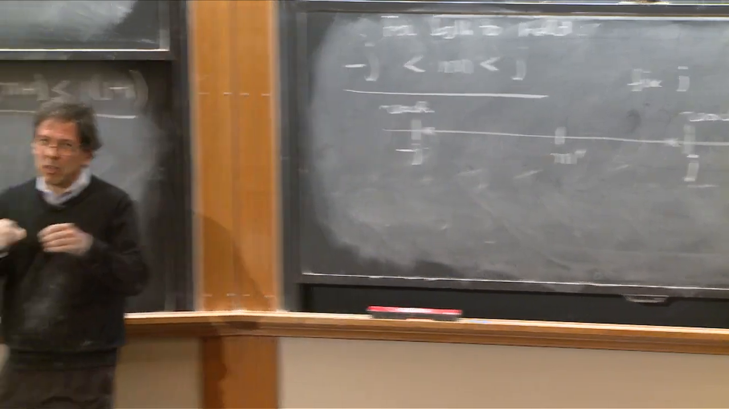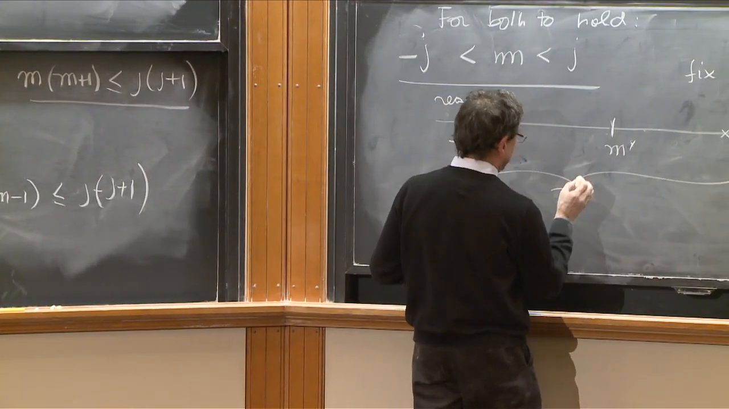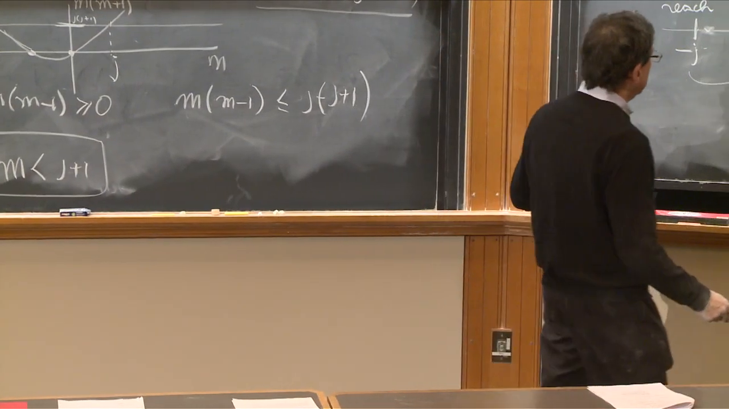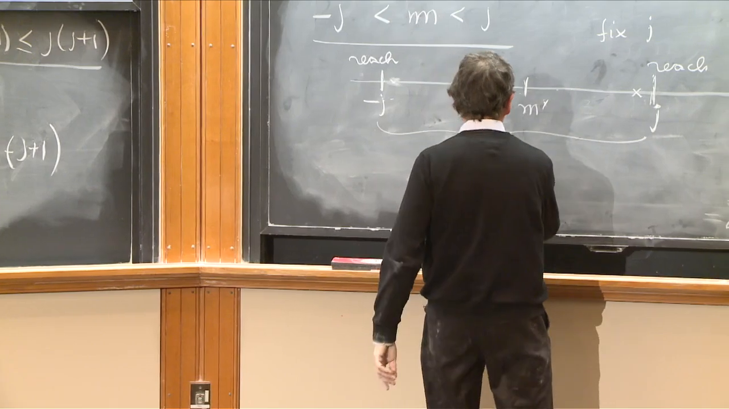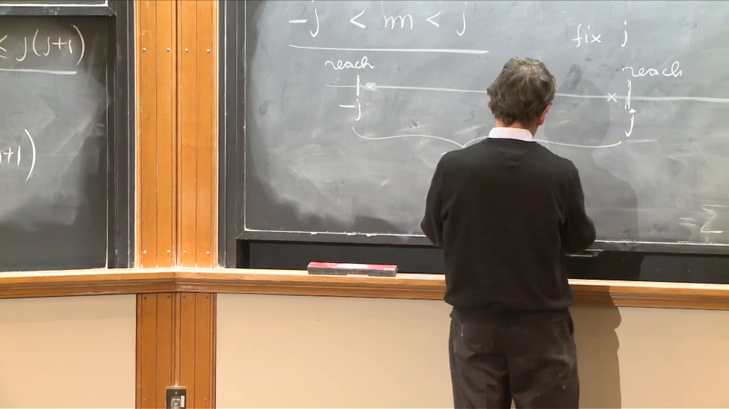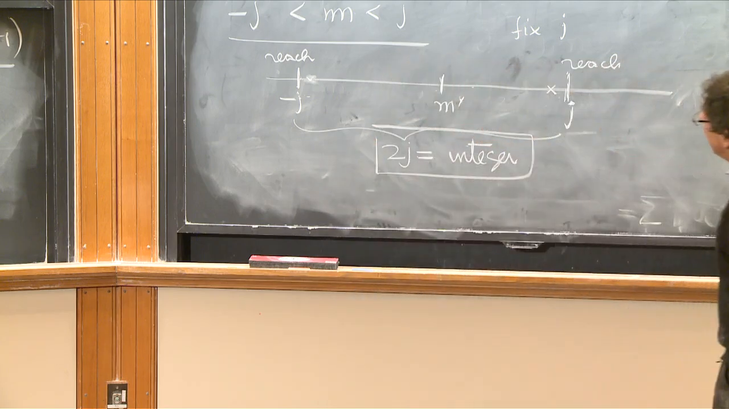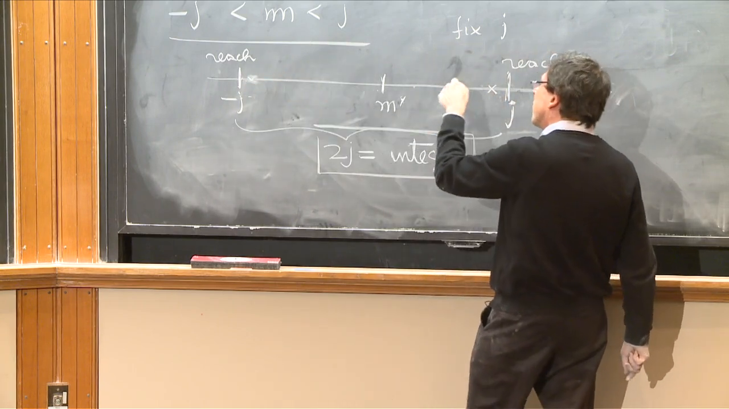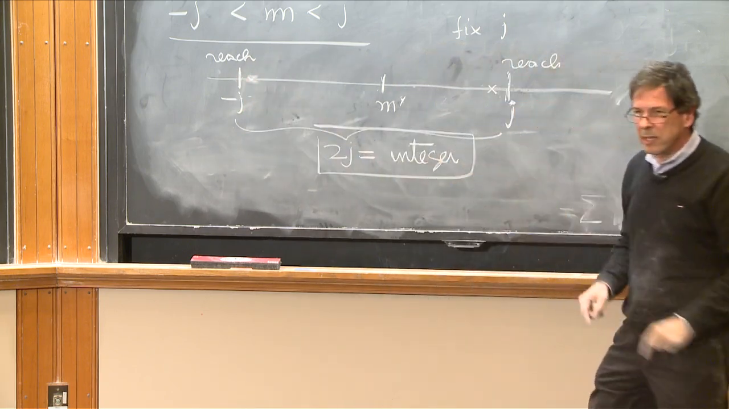And that's the key logical part of the argument, in which this distance 2j plus 1, I'm sorry, this distance 2j must be equal to some integer. That's the key thing that must happen, because you must reach this and you must reach here, and m just varies by integers. So the distance between this j and minus j must be twice an integer.